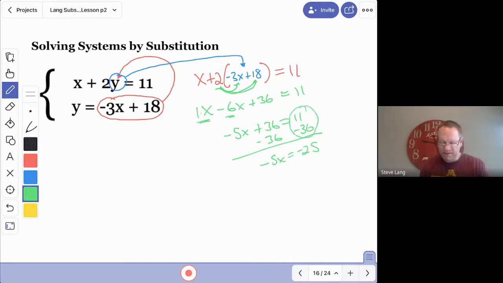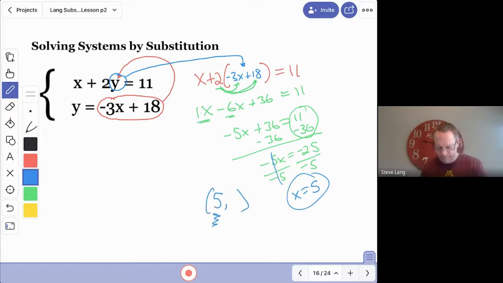Use calculators on stuff like that if you want. It's no big deal. And then divide both sides by -5. I get that x is 5. So I am already halfway home, remember? I have one answer. Now I'm going to take that and plug it in. Probably for that bottom x, right? Because that's going to be an easy solve. So I put a 5 here instead of the x. And it's multiply, so it's -3 times 5. It's -15. Plus 18 is 3.